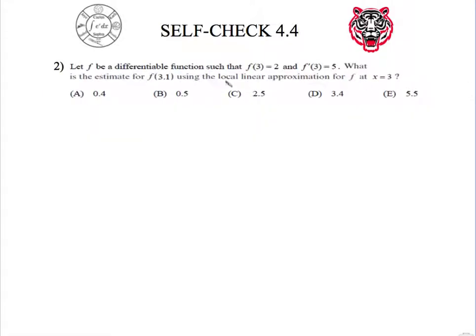Number 2. So let f be a differentiable function. It gives us all this. We need to estimate. All right, so if we're doing a linear approximation, that is another trigger word that says we are going to be doing this equation, y minus y coordinate is equal to the slope times x minus the x coordinate.